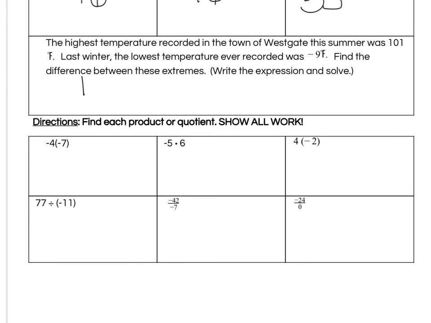The highest temperature was 101. You are finding the difference, so you are subtracting -9. So what ends up happening, you add them together. And your final answer is 110 degrees Fahrenheit. You would have to take 110 steps to get all the way from -9 up to 101.